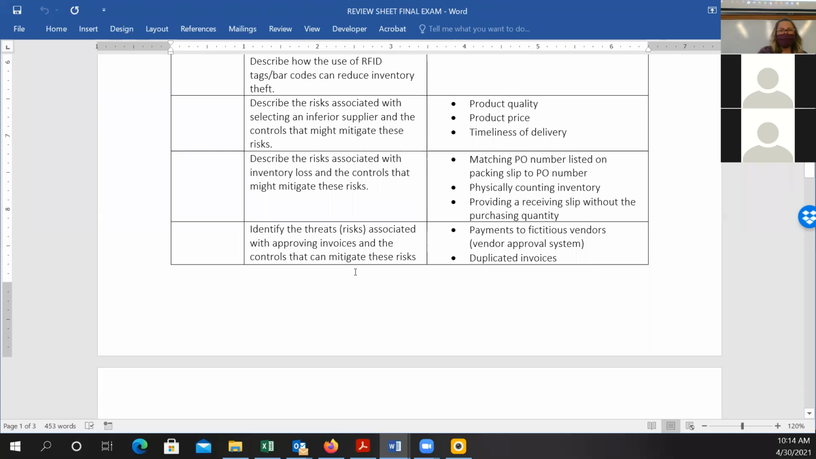Describe the risks associated with inventory loss and the controls that might mitigate these risks. You have an essay question about that that can help guide your multiple choice completion, as well as some of these specific controls that we talked about in class. So matching the purchase order to the packing slip, how would that help? Let me ask y'all, how would matching a purchase order number to the packing slip help mitigate the risk of theft? What big thing is that helping to prevent?